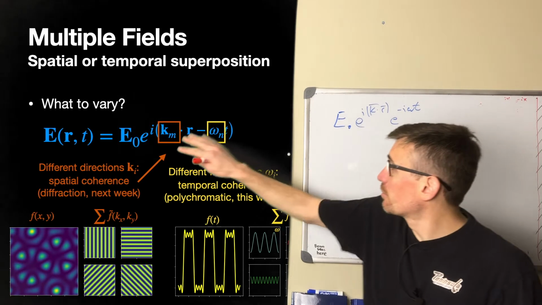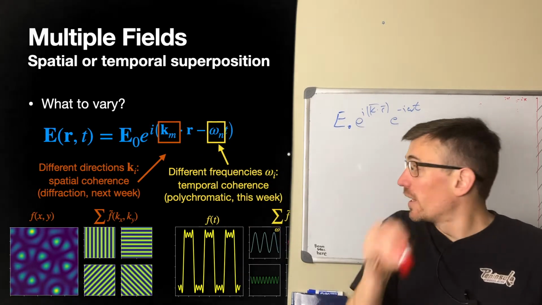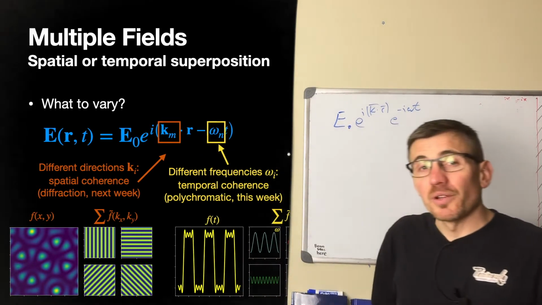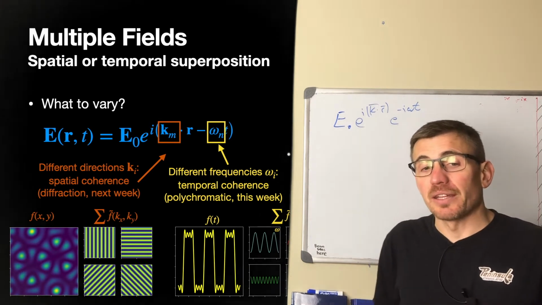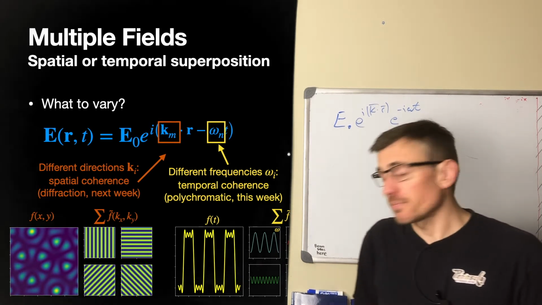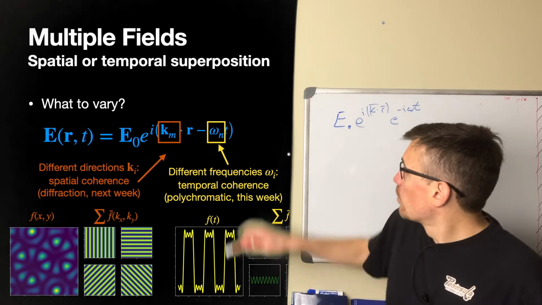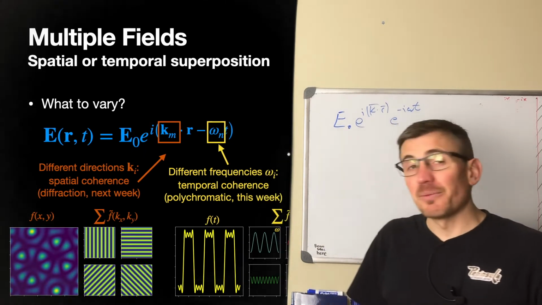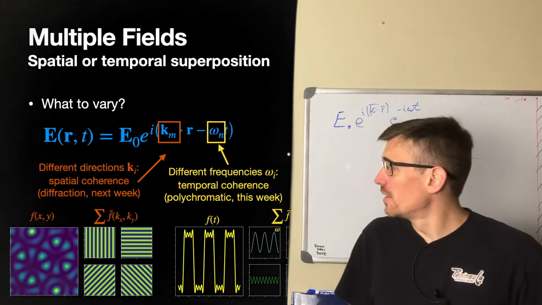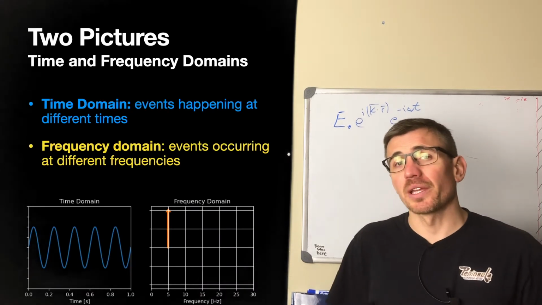So adding different k vectors in this way will be the spatial degree of freedom, and that's going to be next week. We're going to talk about that next week. That's diffraction. Okay, so this week, we're going to talk about the temporal domain, the time domain. So let's start with that. Really what we're going to start with is two pictures for looking at phenomena.